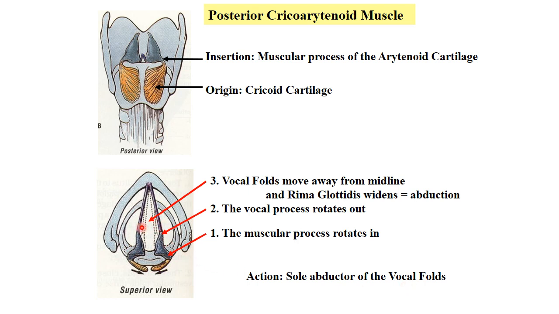That's important because if we can't abduct these, if we can't open up this rima glottidis, we can't open up the airway. If these vocal folds slam shut and are right next to each other, the airway is cut off, and then you die. So we have to be able to abduct these to open up the airway to get air in and out.